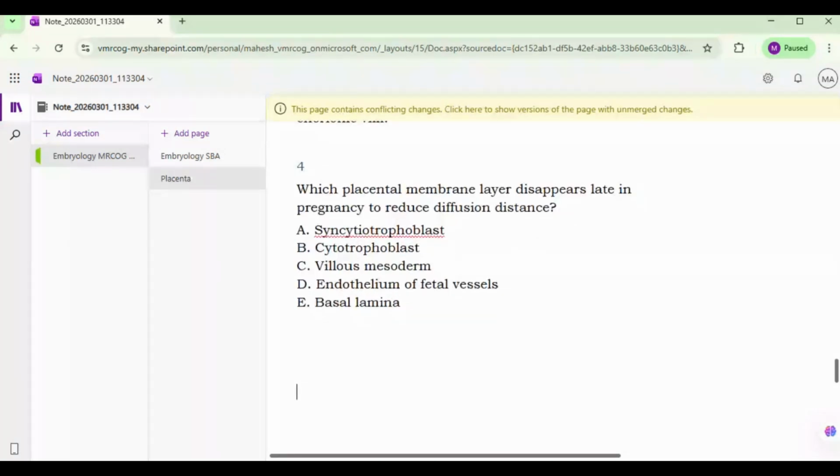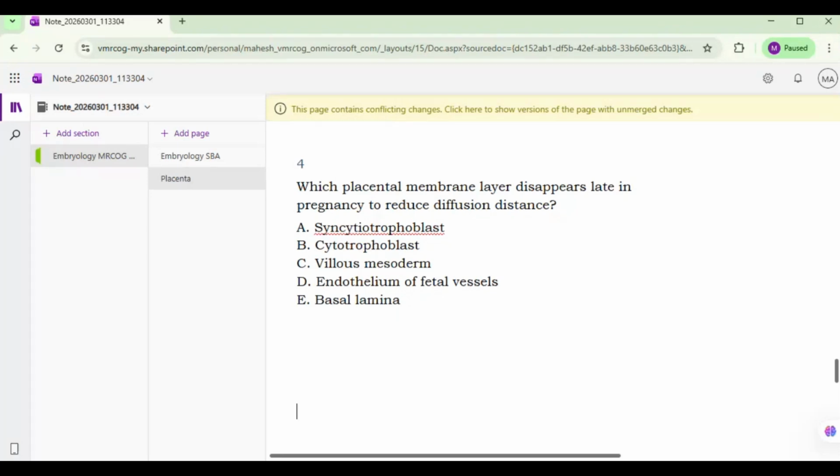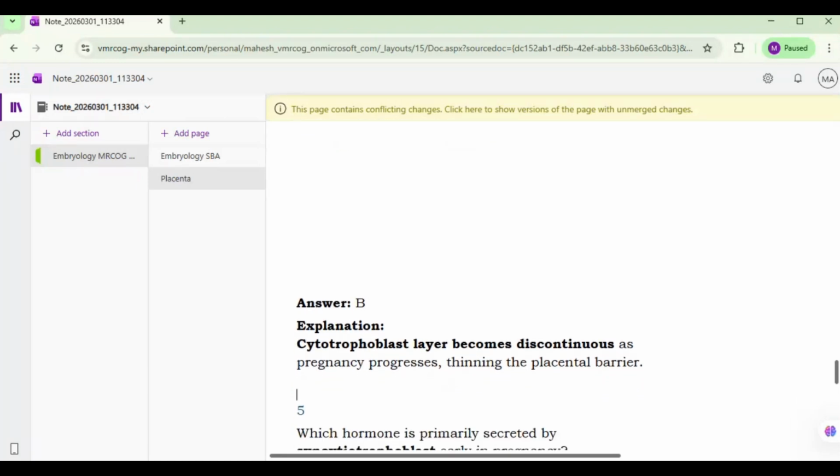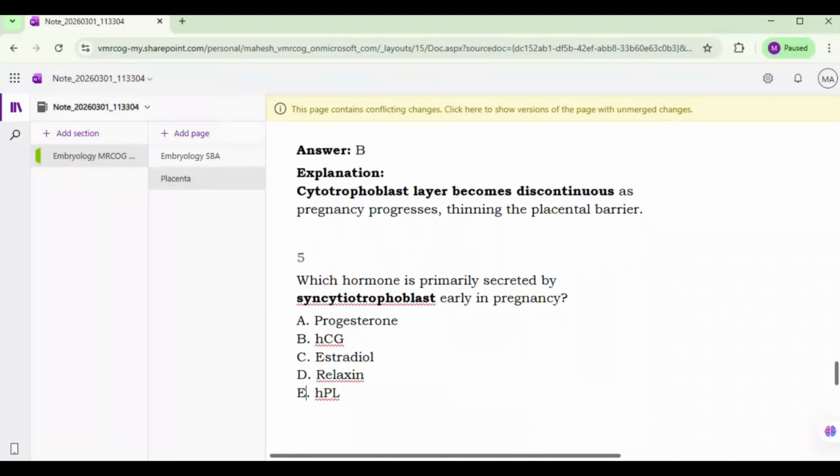Next. Which placental membrane layer disappears late in pregnancy to reduce diffusion distance? Option D. The cytotrophoblast layer becomes discontinuous as pregnancy progresses, thinning the placental barrier. It is the cytotrophoblast which becomes thin.